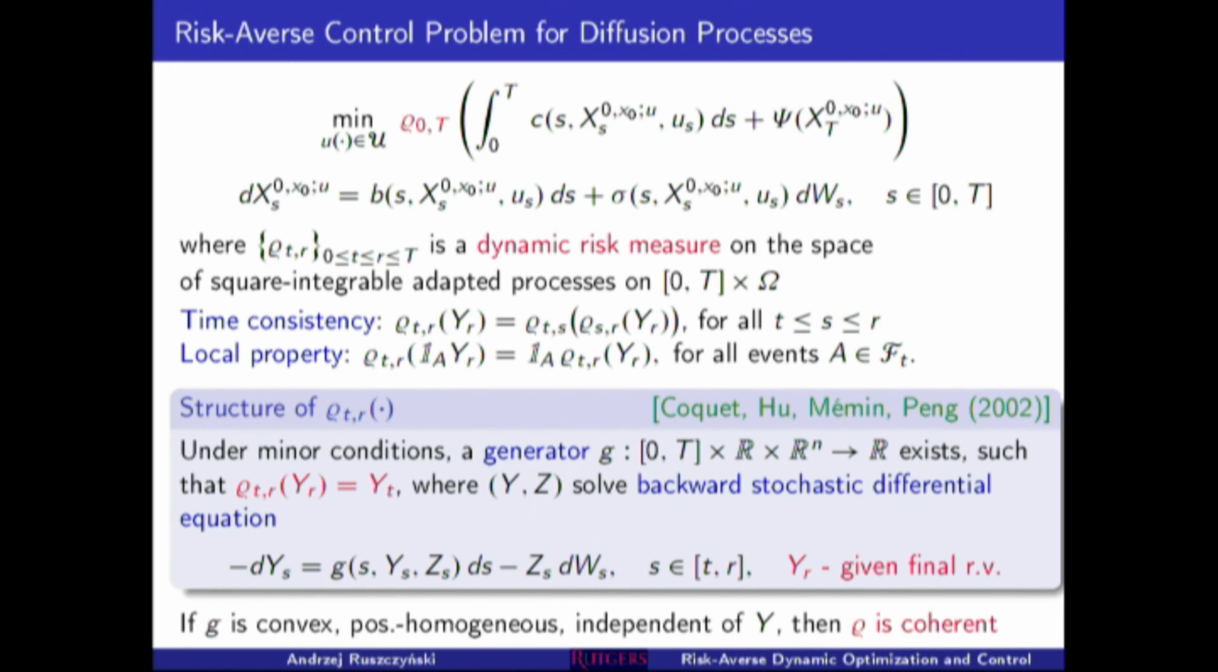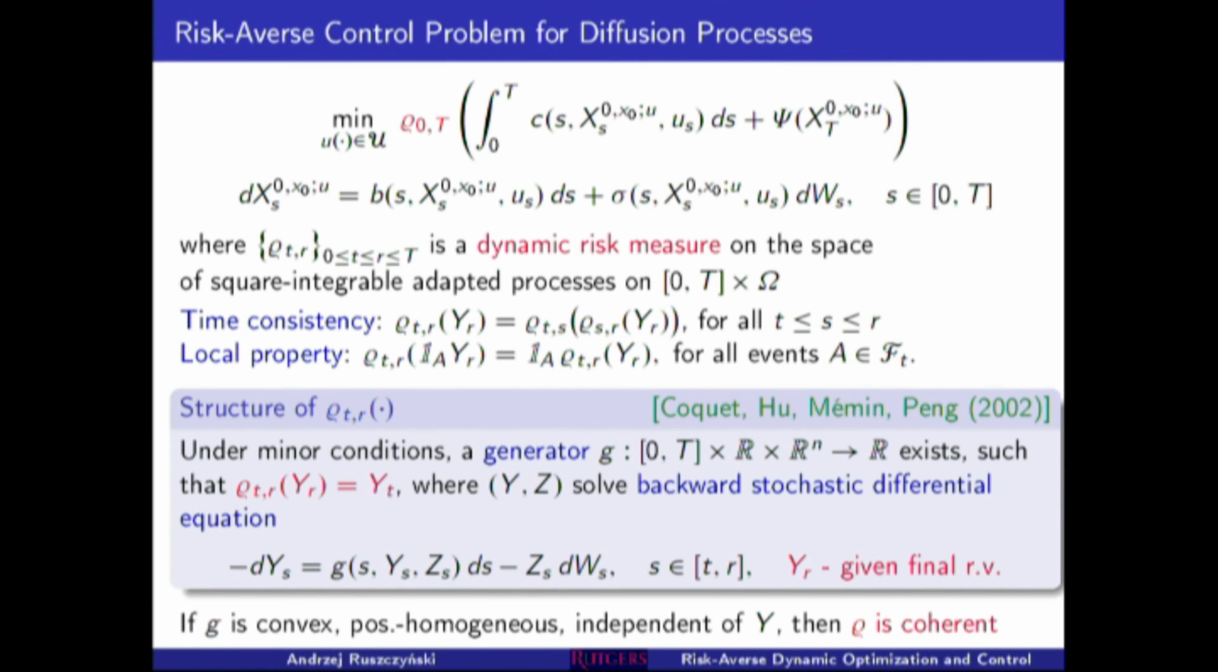Now, it turns out that under very minor technical conditions, if the filtration is given by the Brownian motion, as we have it in this case, then risk measures that have this property can be described by a very specific mathematical structure. And this is called a backward stochastic differential equation. This backward stochastic differential equation, written here, has the final value given. This is Y_R, the random variable whose risk we want to evaluate. And it has two variables, Y and Z.